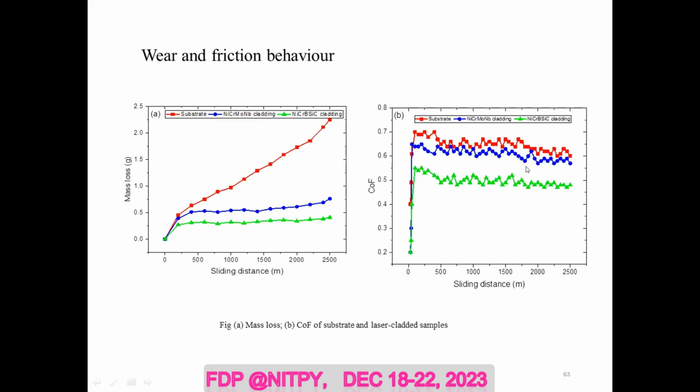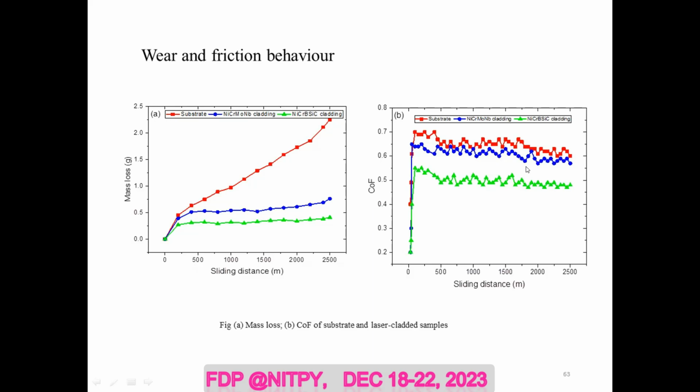At the same time, we can see the wear and friction behavior. For the substrate, we can see very heavy material loss during the wear testing. It is almost 2.4 grams of material lost on the substrate. But for the Inconel 625 laser clad specimen, the material loss was almost 0.6 grams. Colmonoy 5 usually has a higher hardness compared with Inconel 625, and the same was reflected here: it shows below 0.5 grams of material loss on the Colmonoy 5 alloyed particles. This is a very big difference compared with the base material.